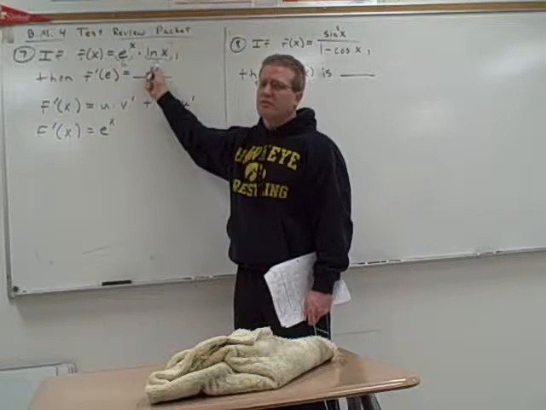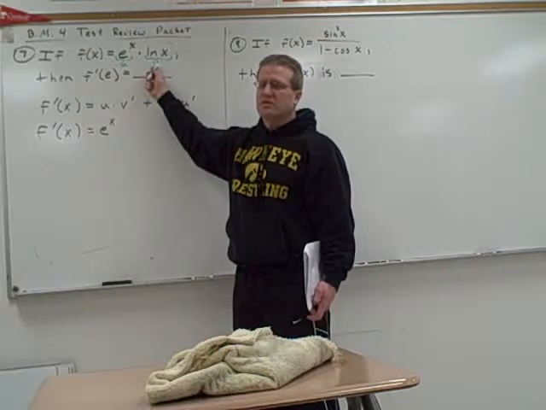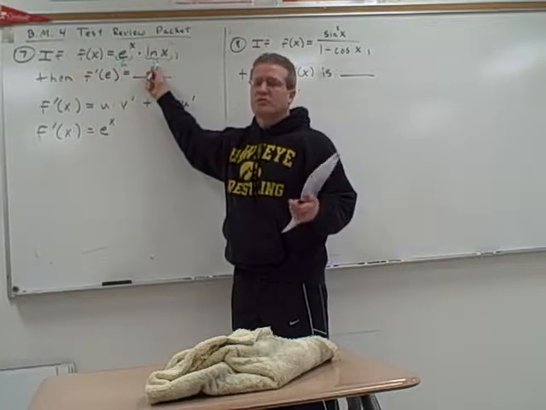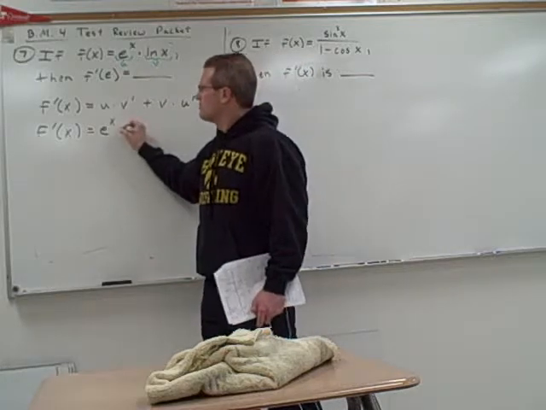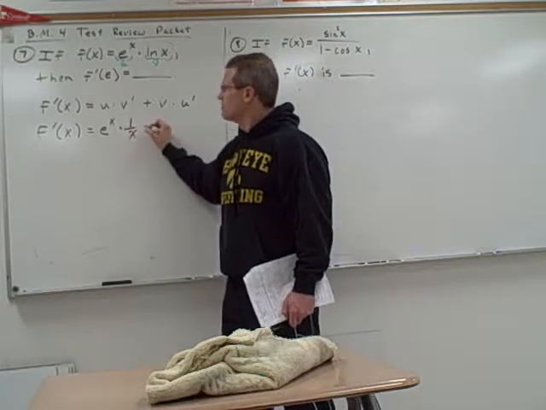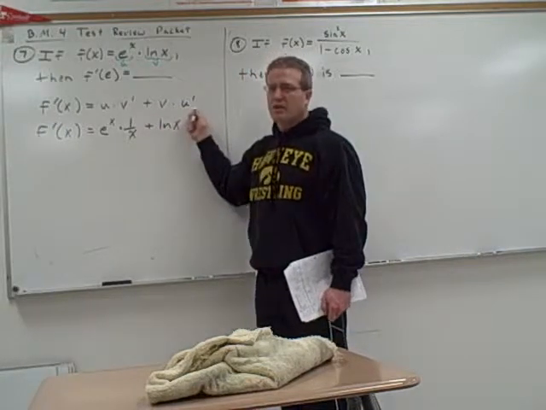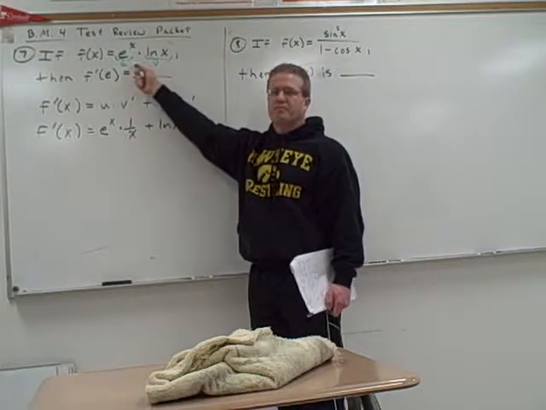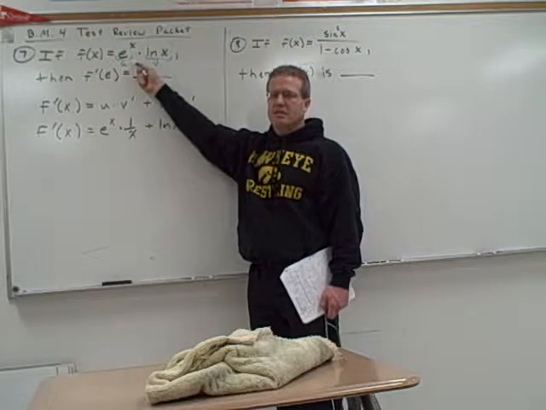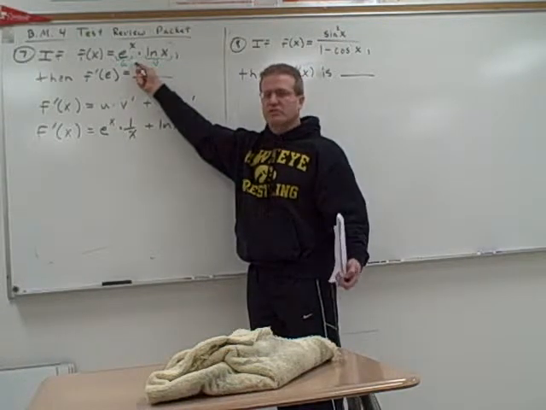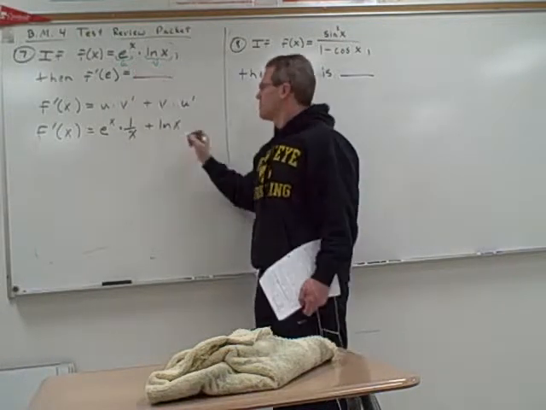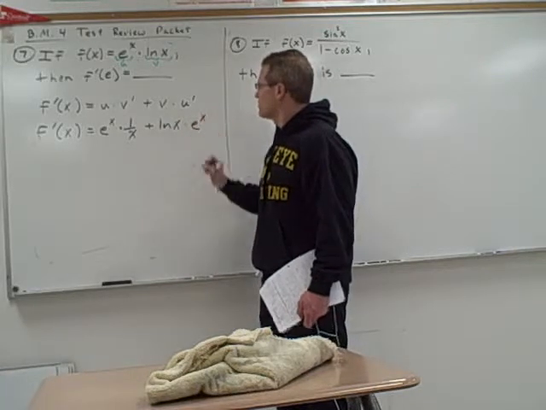And you might remember that the derivative of a natural log of x is 1 over x times the derivative of x, which would just be 1. So 1 over x times 1, or just 1 over x. V would be natural log of x. U prime would be the derivative of e to the x. Well, the derivative of e to the x is e to the x times the derivative of x. So e to the x times 1, which is just e to the x.